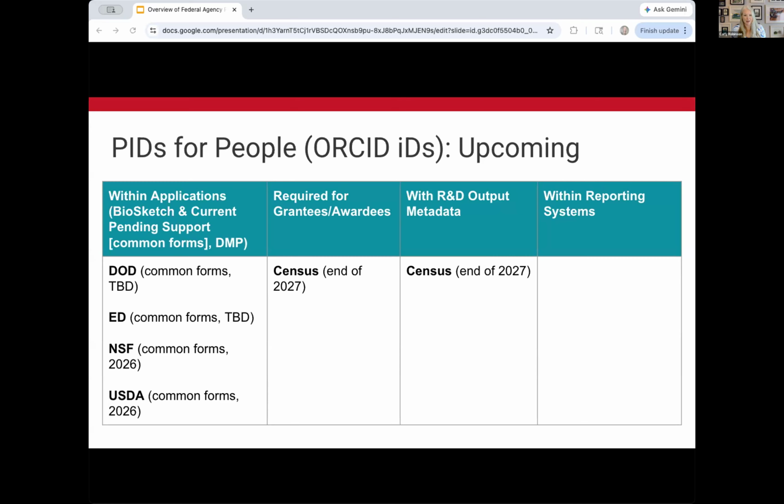Some agencies have addressed the 2022 memo expectations in their public access plans already that are made public. So Census is one of those, and they've said that they will require grantees to have PIDs for themselves, and they'll collect them with research outputs by the end of 2027.